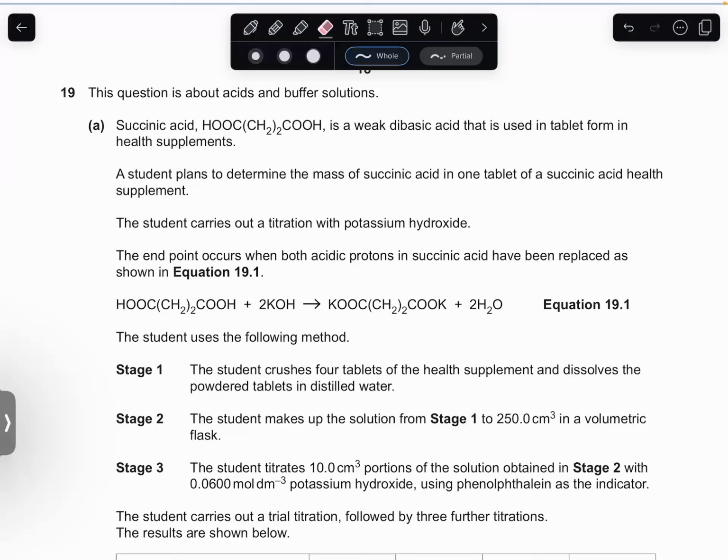We will be looking at June 2022 paper, question 19. In this question, it's about acids and buffer solutions. It starts off with succinic acid, a weak dibasic acid because it's got two carboxylic acid groups, that is used in a tablet form in health supplements. A student plans to determine the mass of succinic acid in one tablet of the supplement. So the mass of acid in one tablet.